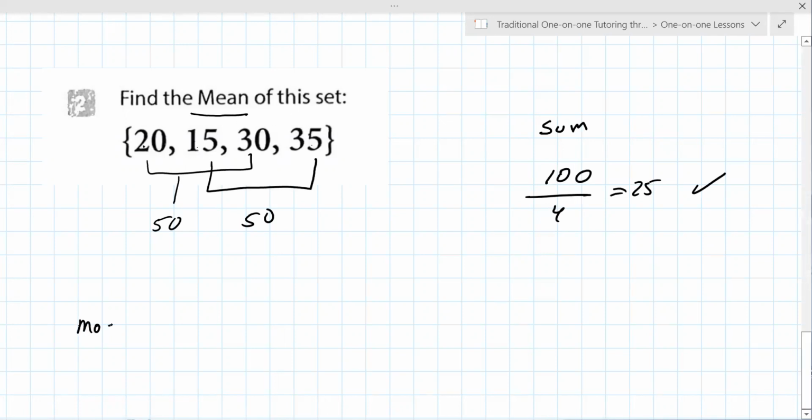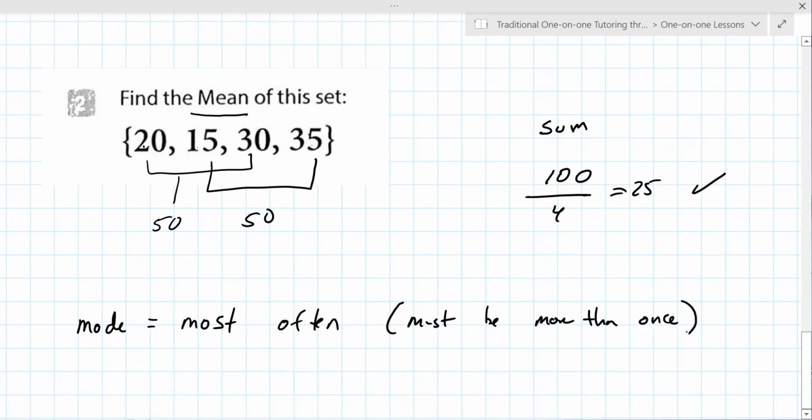So let's talk about the mode. And you probably heard this in class. It's the one that occurs the most often. Okay, but it must be more than once. So you look for a number that occurs more than once in your data set.